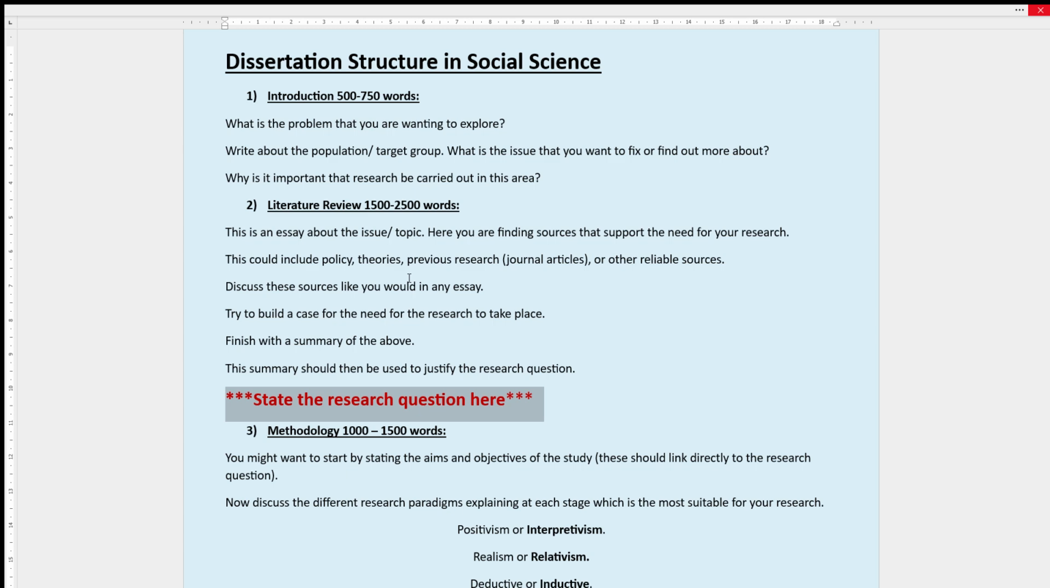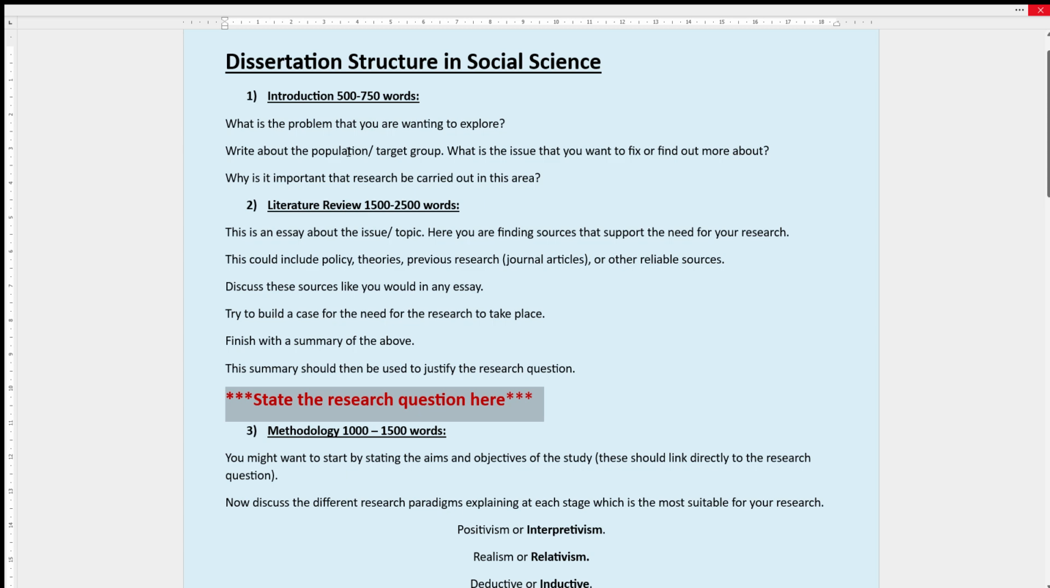So, introduction. What is the problem you're wanting to explore? You can look at your research question a bit and think about, what's the main problem? Is it about mental health in adolescents? Is it about loneliness in elderly people? Is it about drug abuse in homeless people? What is the problem? Then you're going to write about the population. Who is this problem affecting?